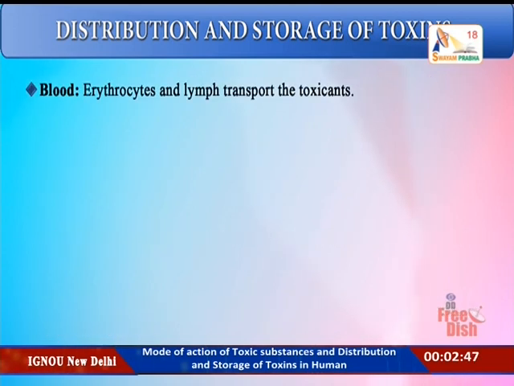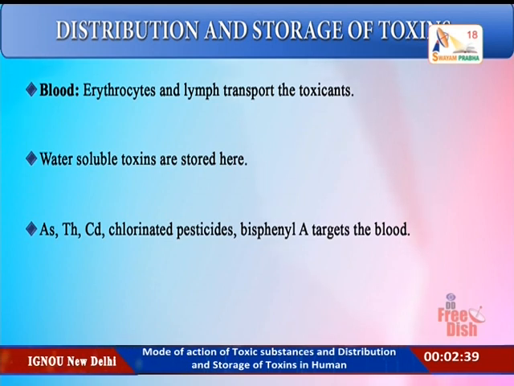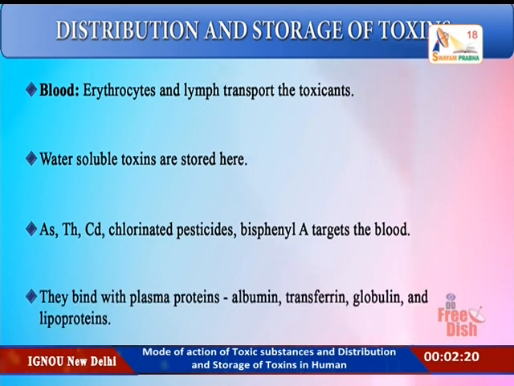Blood. The erythrocytes and the lymph transport the toxicants. Water soluble toxins can be stored in the blood, like arsenic, thorium, cadmium, chlorinated pesticides, and bisphenol A. This bisphenol A is one which is found in plastic bottles. So that is why we find these days in the market BPA free plastic bottles for drinking water, because this bisphenol A will target the blood system. Then they can bind with the plasma proteins, the albumin, transferrin, globulin, and also the lipoprotein. So even in blood, the toxicants can be stored, and they can cause irreversible effects in the blood.